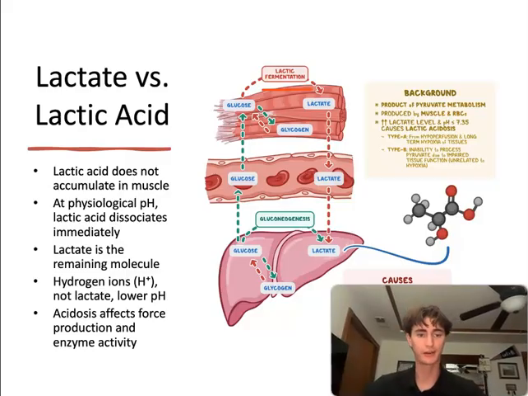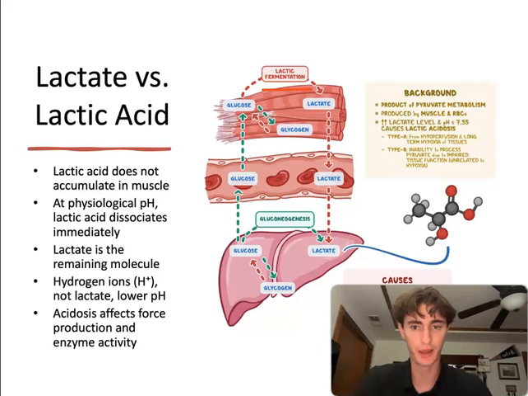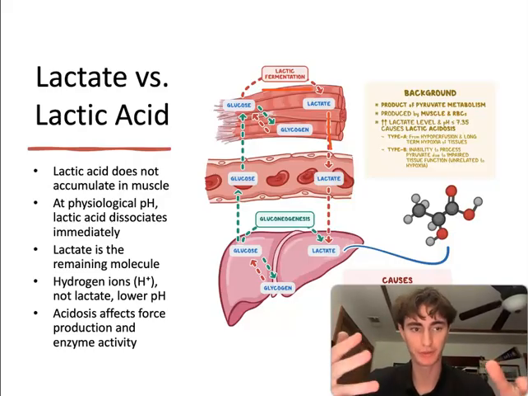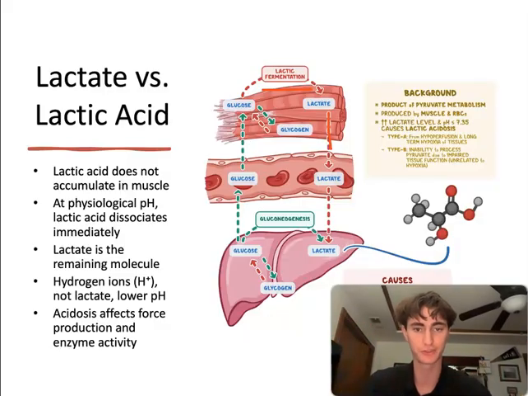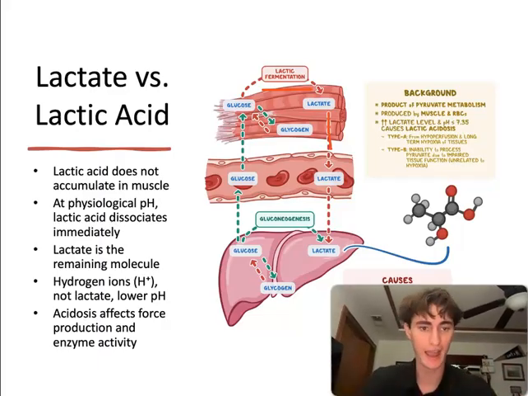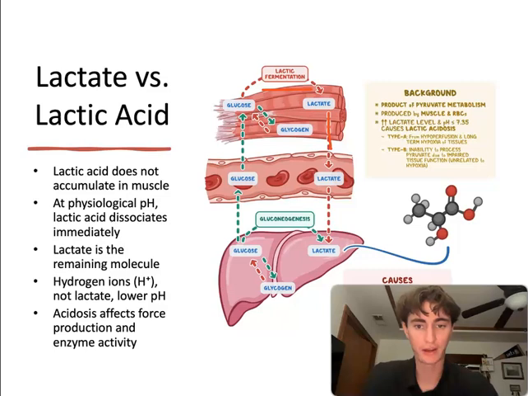This reaction allows glycolysis to continue by regenerating the NAD+. So right here we have the lactate leaving the muscle. Although the term lactic acid is very commonly used, lactic acid does not remain intact in the muscle, as we see here. It immediately dissociates into lactate and hydrogen ions, or H+, as we see here.